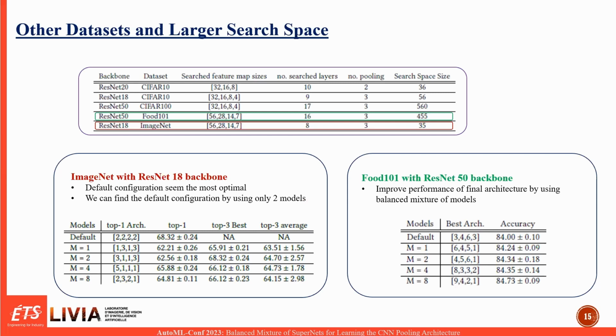Finally, we tested our method in larger search space and more challenging datasets. Our tests on ImageNet indicate that the initial pooling configuration may have been heavily optimized manually, and it was the best configuration that we found, and we were able to recover it with only 2 models. For Food 101, we showed that the performance increases proportional to the number of models.